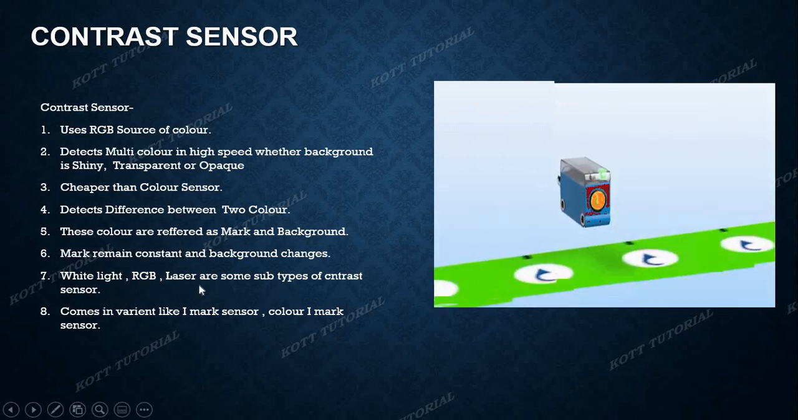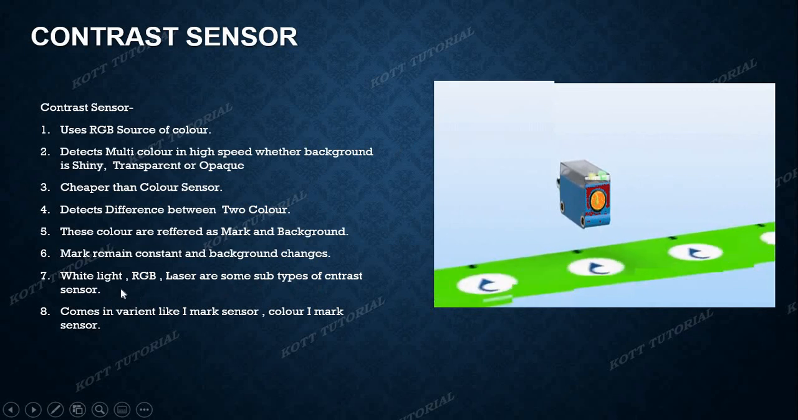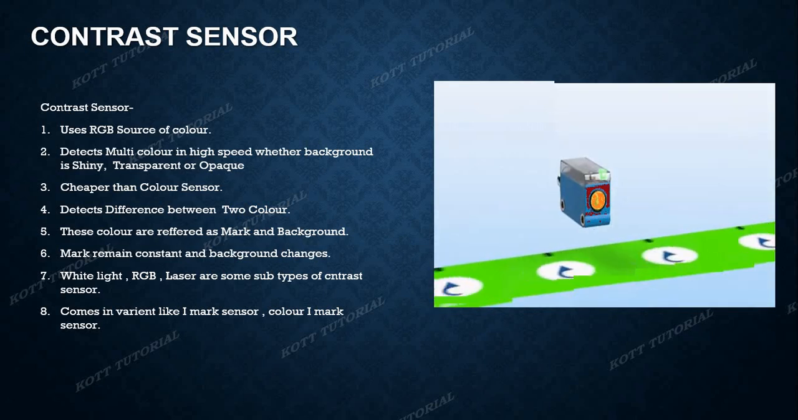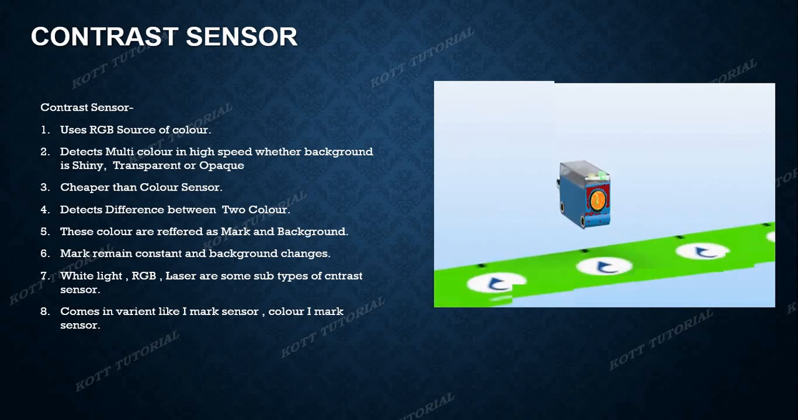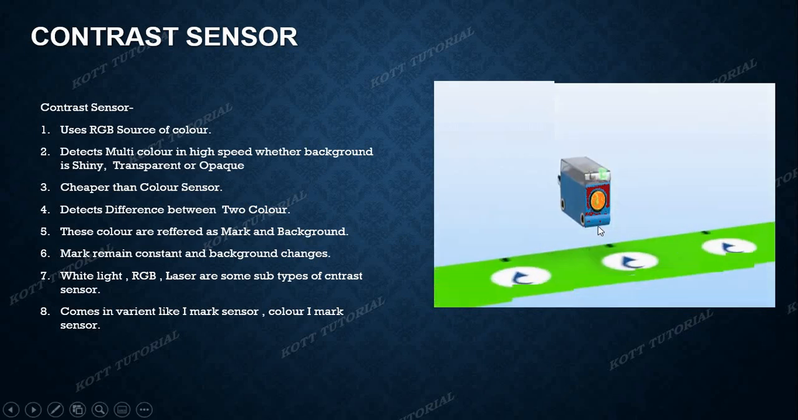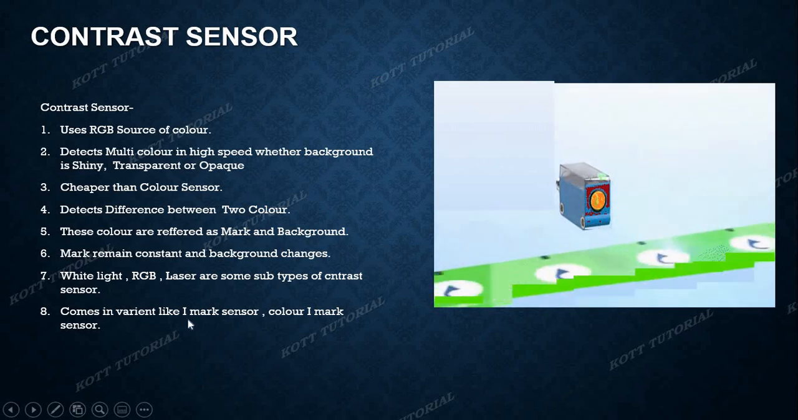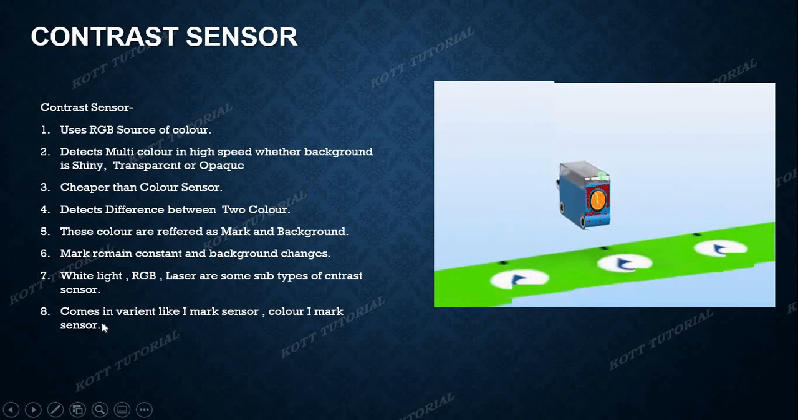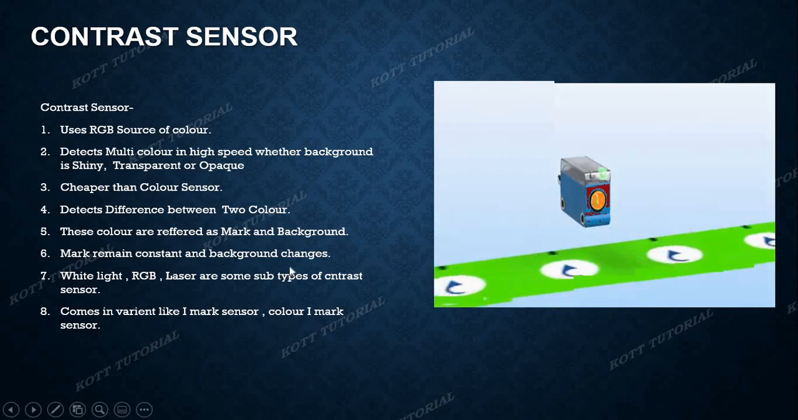White light, RGB, and laser are some subtypes of contrast sensor. See, in this contrast sensor also there are different types. White light, RGB, and laser types are also present for long distance sensing. Over here the distance is very short, so it is a normal diffuse type. It comes in variants like IMAX sensor and color IMAX sensor. The basic working principle is the same, but it comes under a different name.